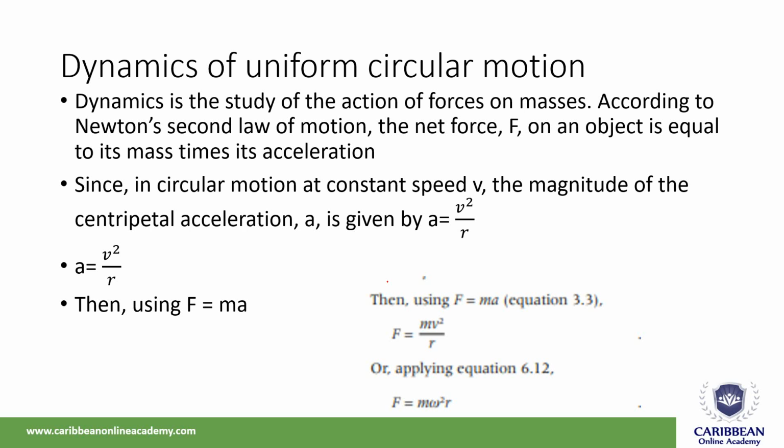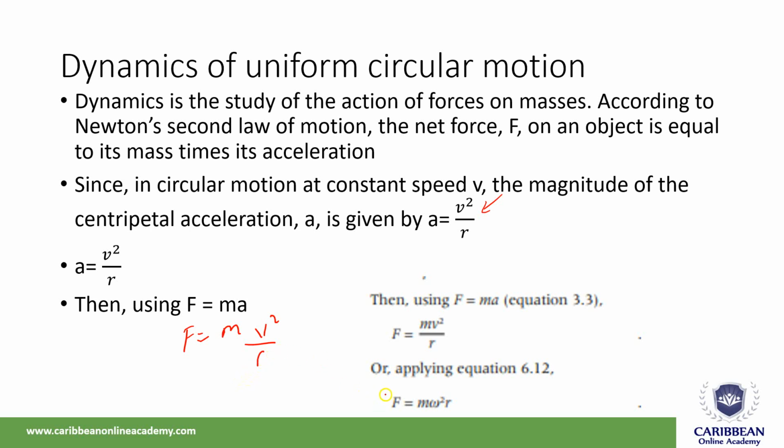Now it says since in circular motion at constant speed v, the magnitude of the centripetal acceleration is given as a equal to v squared divided by r, as I stated earlier. So once you have an object in circular motion, this is the acceleration of the object. So by using Newton's second law, that force is equal to mass times acceleration, your force is now equal to mass times v squared divided by r. This equation is what would determine your force, right? And because we're using centripetal acceleration in this case, the net force acting on the moving object is what we call a centripetal force.